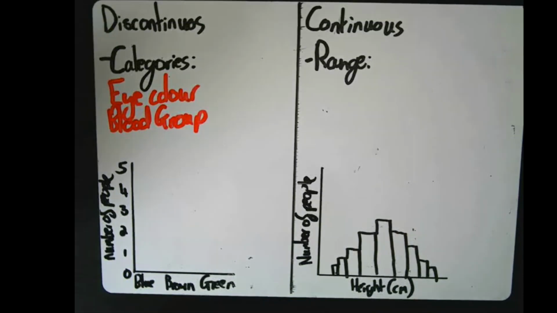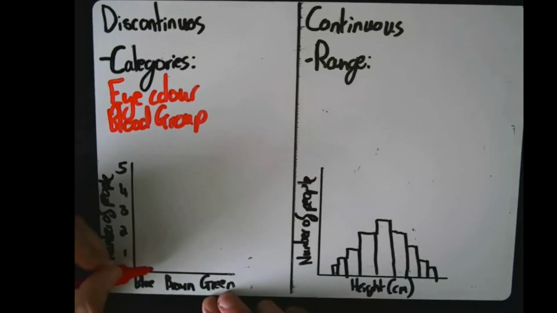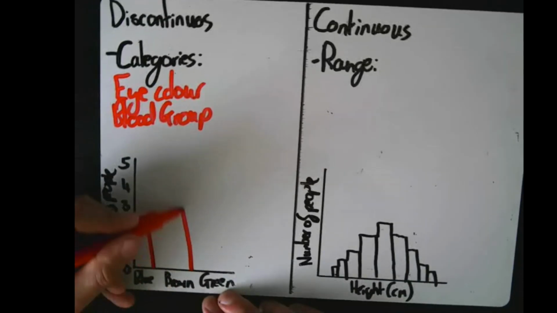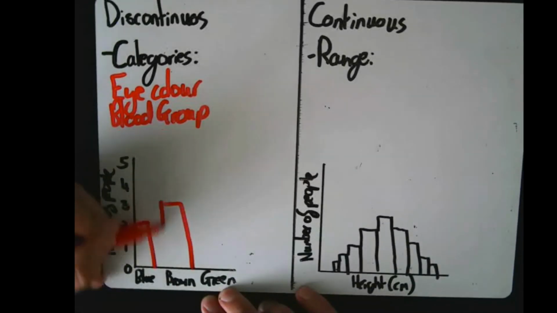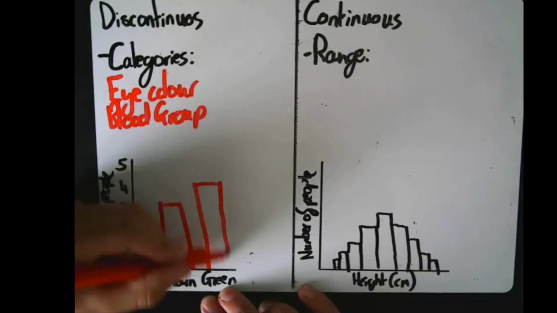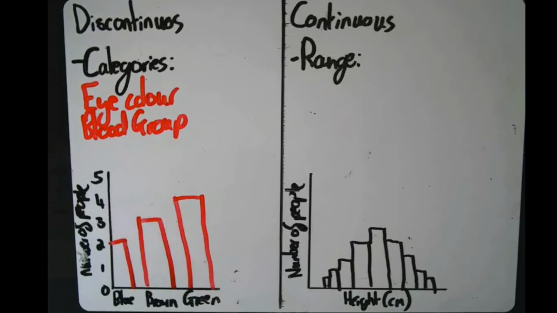When we're plotting this data, we plot it as a bar chart to try and show it. So along the y-axis we've got the number of people from 0 to 5, and along the x-axis we've got the categories of eye colour: blue, green and brown. If in a population 2 people were to have blue eyes, 3 people were to have brown eyes, and 4 people were to have green eyes, this is an example of discontinuous variation because they couldn't come into the 2.